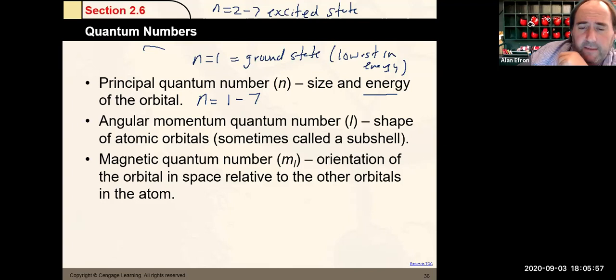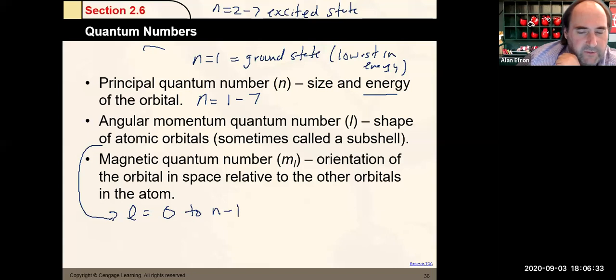The next quantum number is what is known as the angular momentum quantum number, abbreviated with an l. That really is the shape of the atomic orbitals. This is how we know we're talking about an s orbital, a p orbital, a d orbital, an f orbital, or whatever it may be. And l can have a value of 0 to n minus 1.